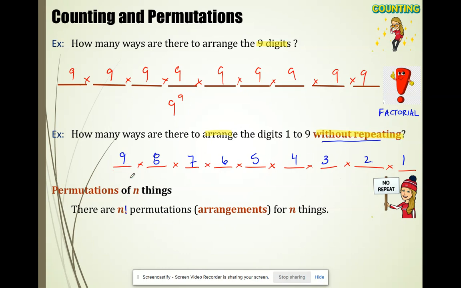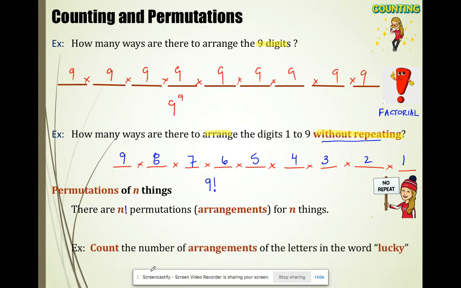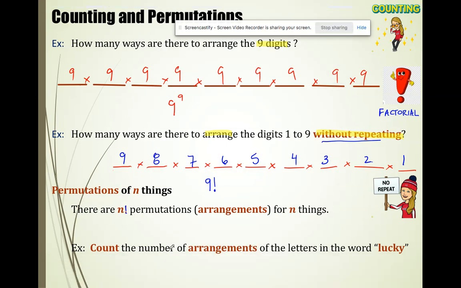So this expression, how many ways are there to arrange without repeating? 9 times 8. Now remember, if I just had 9 times 9, I could write that shorthand notation as 9 to the 9th. I can write this as 9 factorial, 9!. 9 factorial by definition is 9 times 8 times 7 times 6 times 5 times 4 times 3 times 2 times 1. That's what it means. So what if I wanted to count the number of arrangements? And arrangements is a synonym for permutations, which is counting without repetition. Count the number of arrangements in the word lucky.